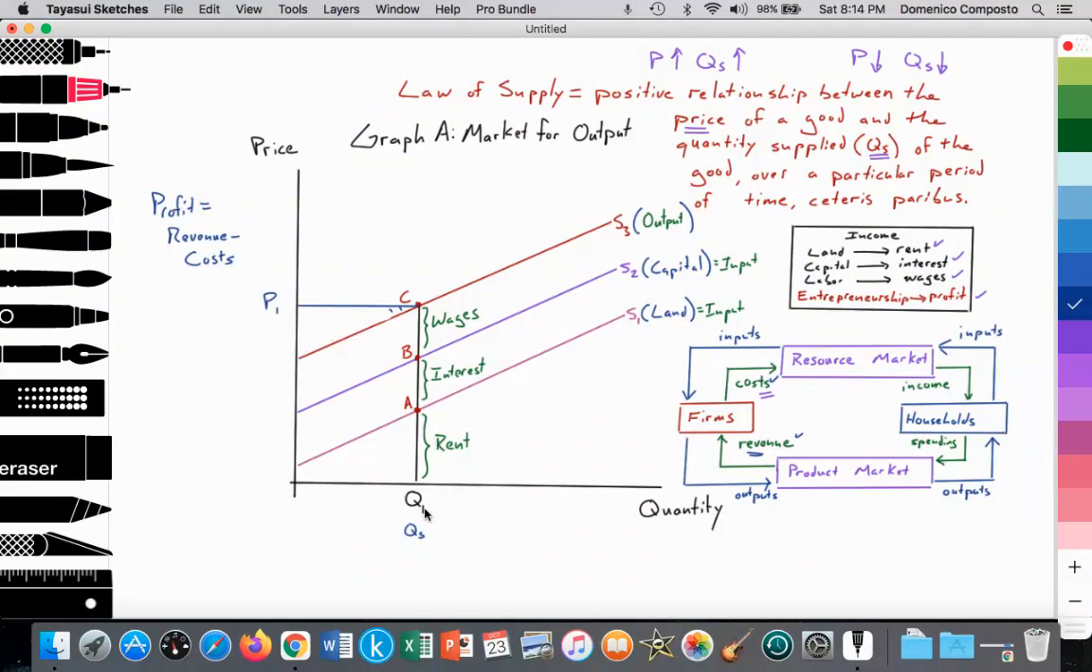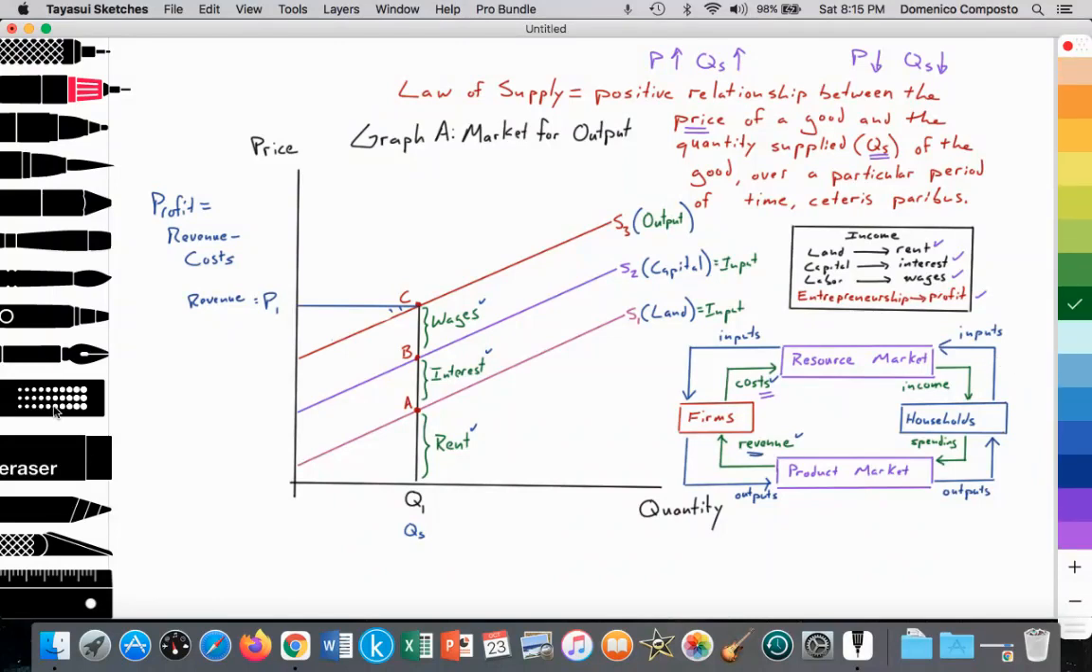So at a quantity of Q1, we see that the firm at point C has incurred wage costs, interest costs, and rent costs. And price is their revenue. The price they charge per unit is their revenue, or their revenue on average per unit of the good or service sold. So revenue minus costs, the distance between the two is their profit.